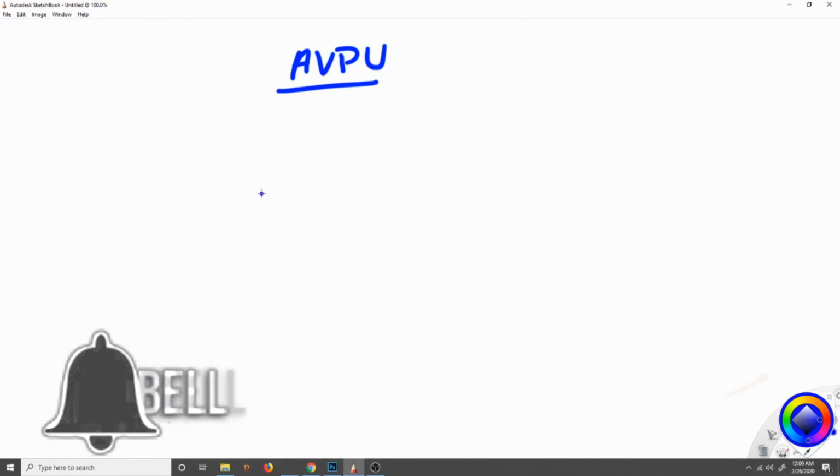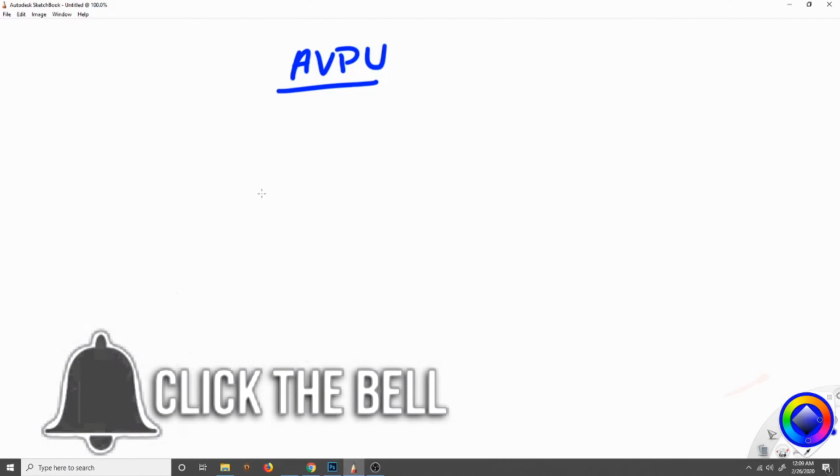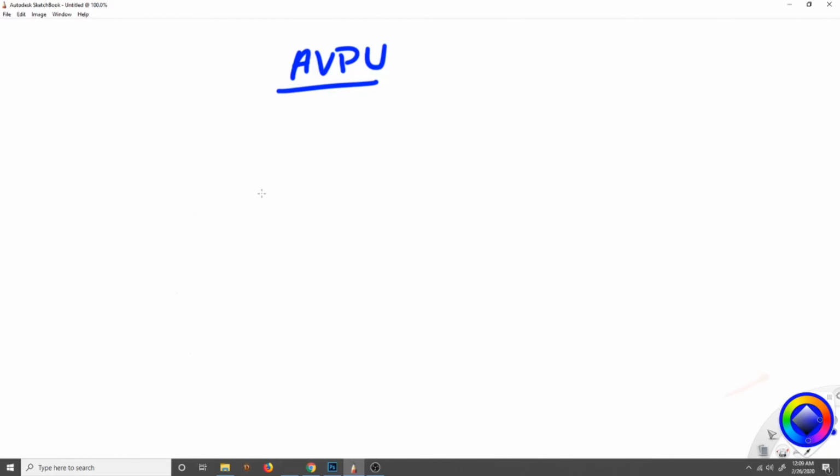Now, let's jump over onto the computer and explain exactly what AVPU means. With AVPU, there are 4 different levels, and this is what is really awesome about this acronym. The first level is A, or alert.